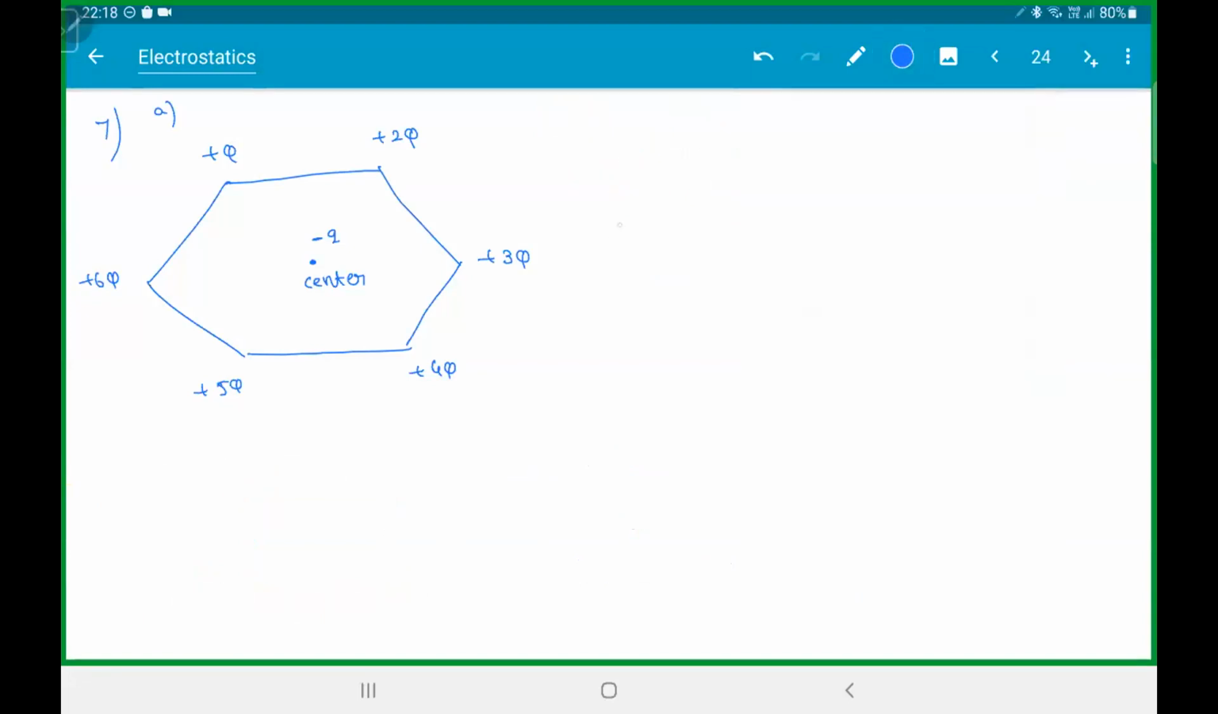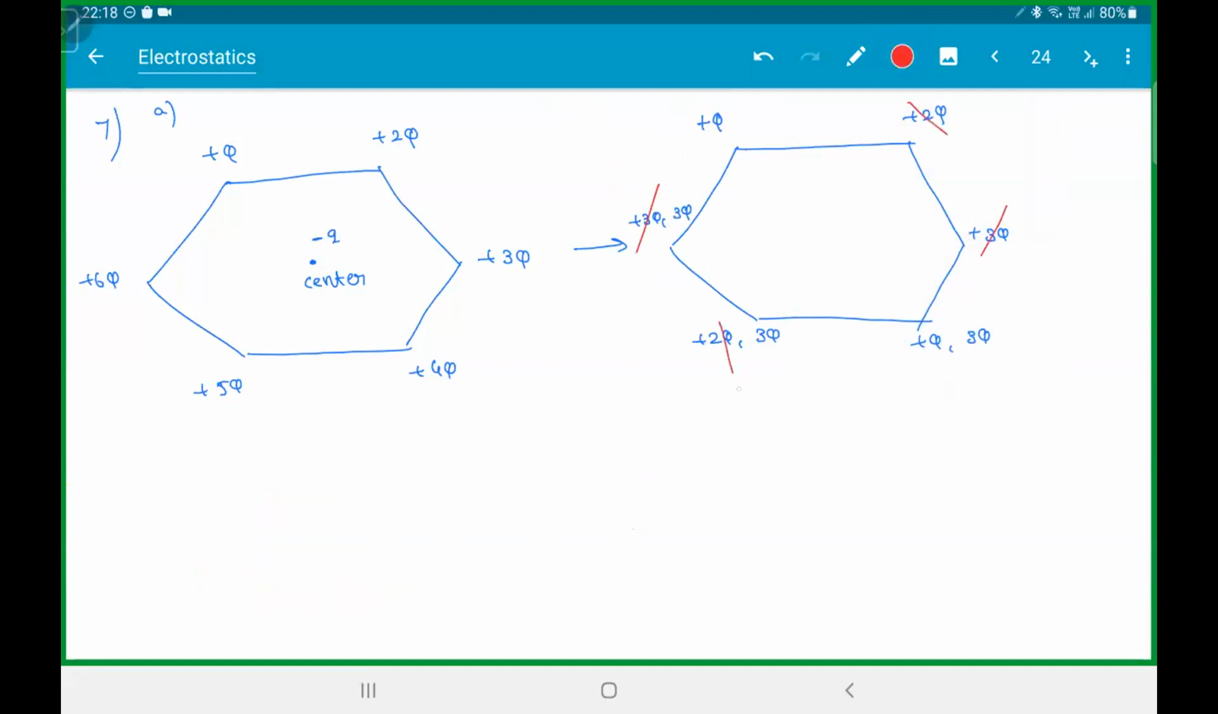What you can do, can I write like this? This is Q, this is 2Q, this is 3Q. Can I write this as Q and 3Q? This is 2Q and 3Q. This is 3Q and 3Q. 3Q will cancel. 2Q will cancel. This Q and Q will cancel now because opposite charges exert the same force.